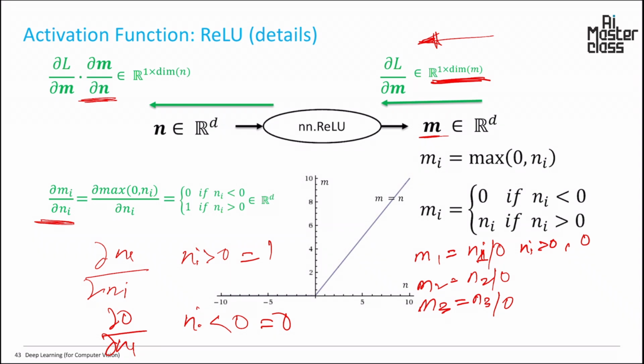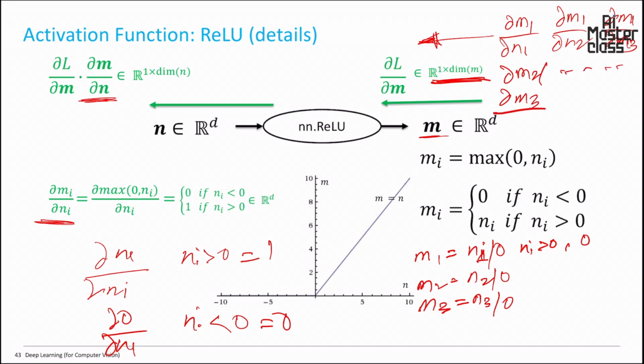So now what will our Jacobian matrix look like? We first write the output. So M1 over N1, M1 over N2, and M1 over N3. Similarly, M2 and then finally M3 over N1 dot dot dot M3 over N3. And this is what our Jacobian matrix is. And now let us calculate each of these elements.